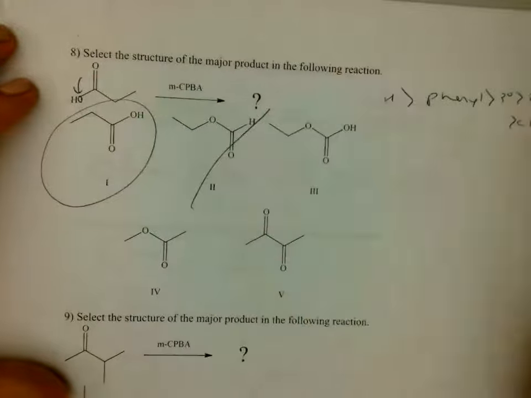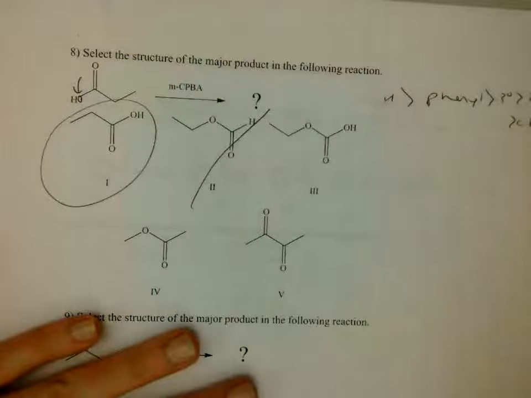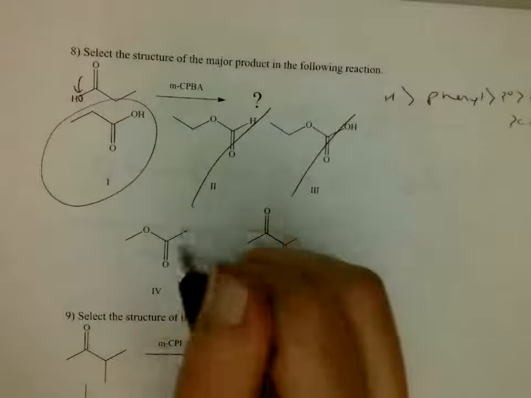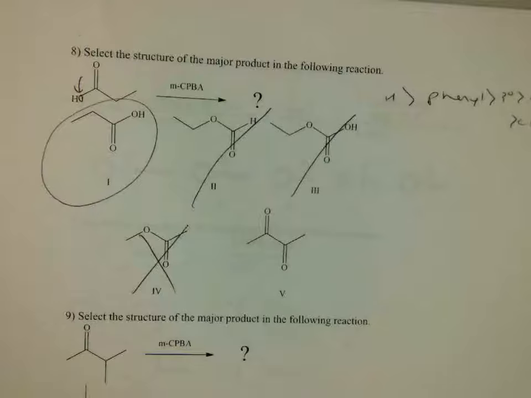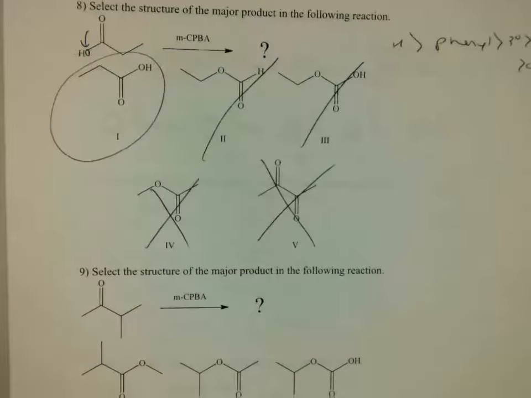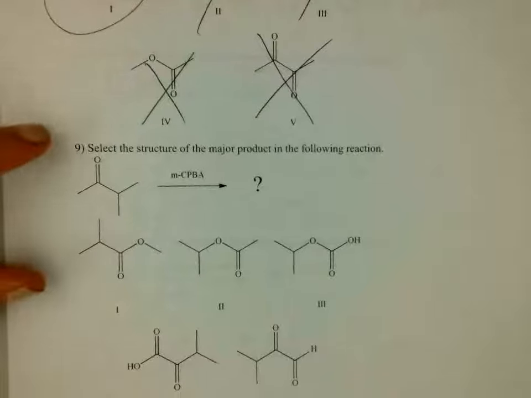B inserts it on the wrong side. It's the wrong migratory aptitude. This inserts it on both sides. That's not going to happen. This gets rid of a hydrogen altogether, so that's a mystery, and this is just crazy. So that's not going to be right. So these are pretty quick and easy once you get the hang of them.